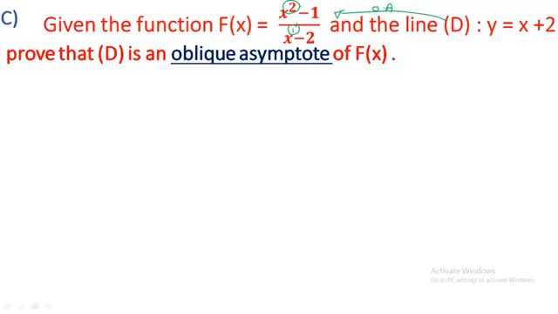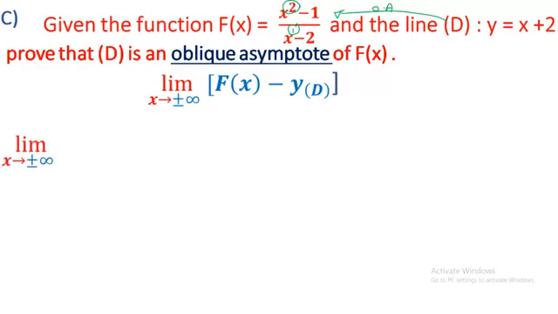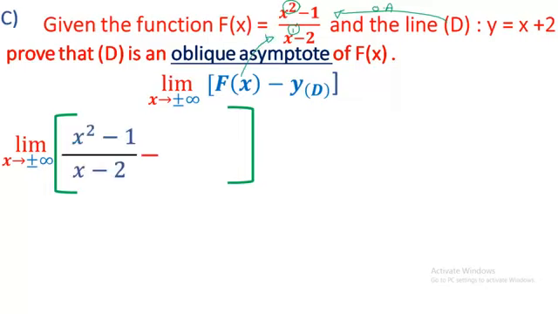We have the rule: limit as x tends to plus or minus infinity of f of x minus y of the line D. Now, limit as x tends to plus or minus infinity, and we will substitute f of x by its expression, which is x squared minus 1 over x minus 2, and we will substitute the y of the line D by x plus 2.